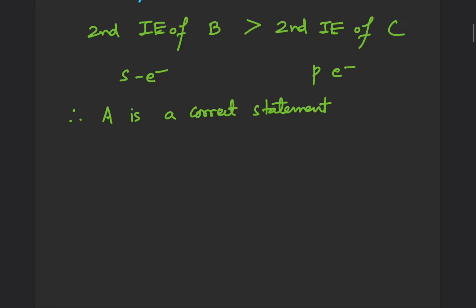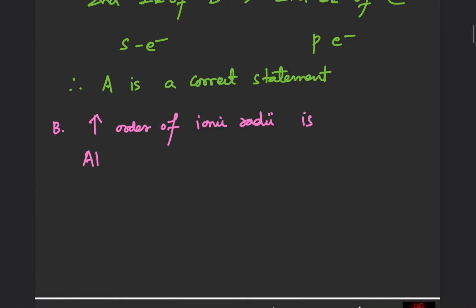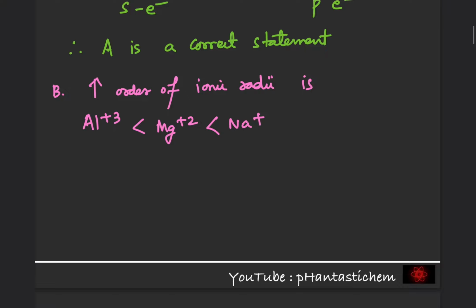Then we have statement B, which says that increasing order of ionic radii is Al3+, Mg2+, and then Na+. Okay. So clearly we can see Al3+, Mg2+, and Na+ contain 10 electrons each, all three of them 10 electrons each. So therefore they are isoelectronic species.